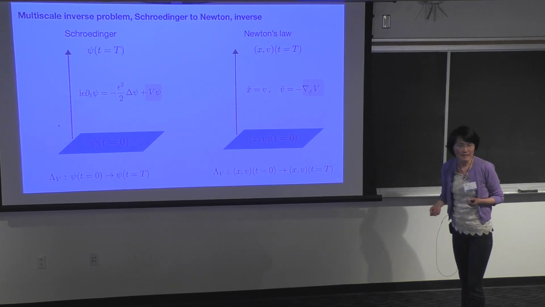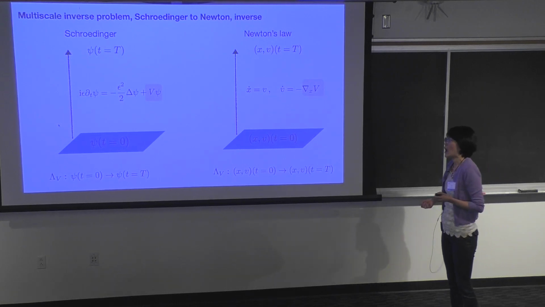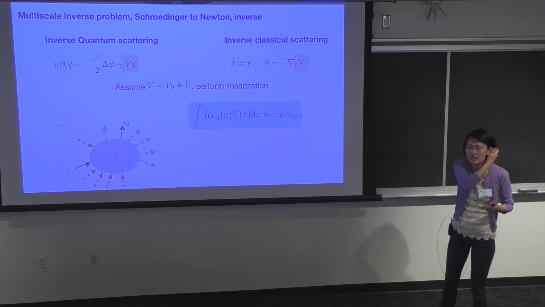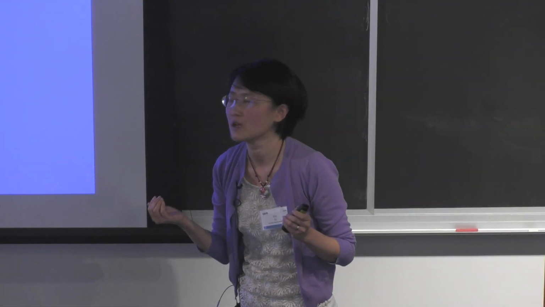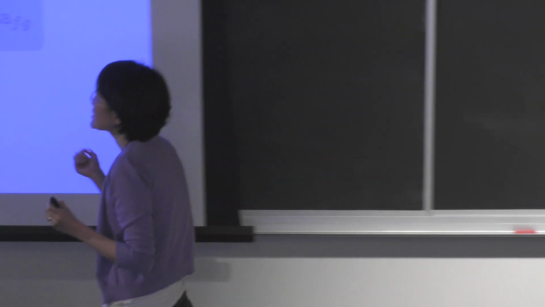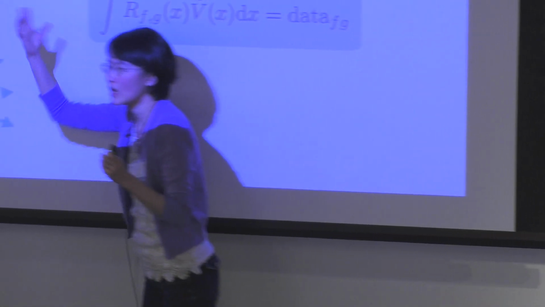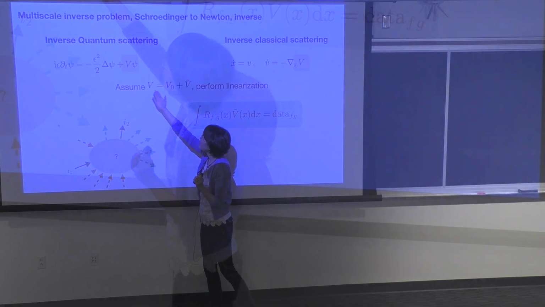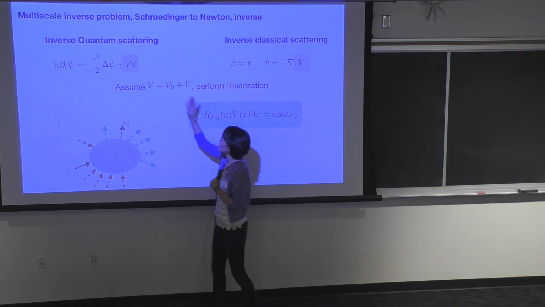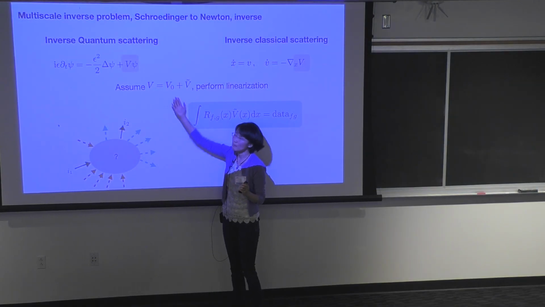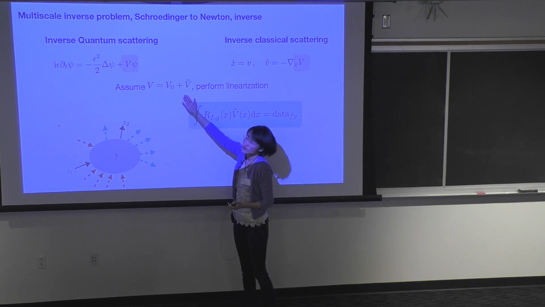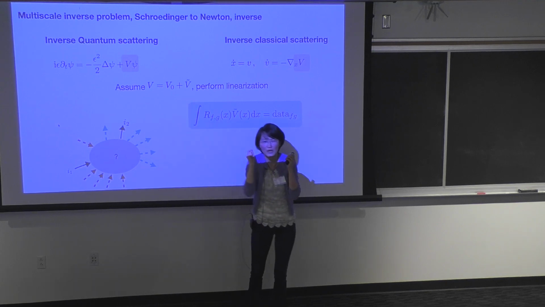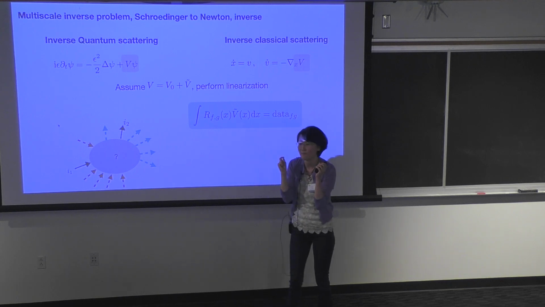I cannot say that yet. However, I can say that at least in the linearized setting, these two problems are the same. So the so-called linearized setting is the following. We assume that the potential is a summation of two components: some background potential that you know ahead of time, and some fluctuation term. And I assume that the fluctuation term is very, very small.